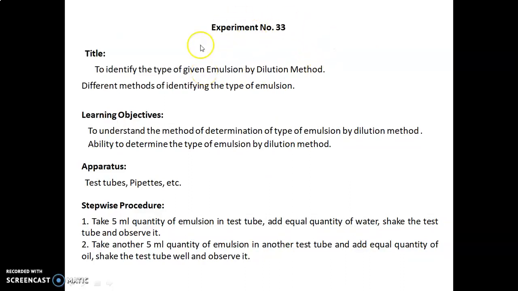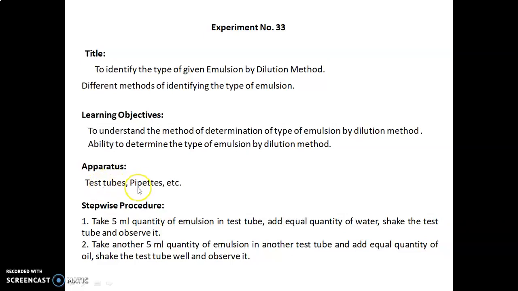Experiment number 33. The title of this experiment is to identify the type of given emulsion by dilution method. These are the different methods of identifying the type of emulsion. Learning objectives are to understand the method of determination of type of emulsion by dilution method and the ability to determine the type of emulsion by dilution method.